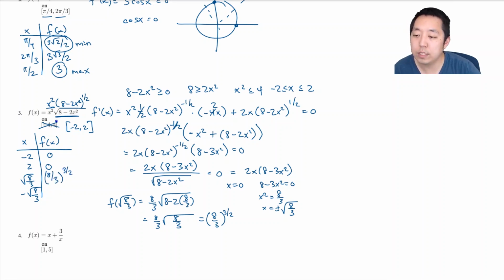And note that because I'm squaring it, this is an even function, right? So we'll just get the exact same number here. And so my minimums are 0 and my maximums are this one.